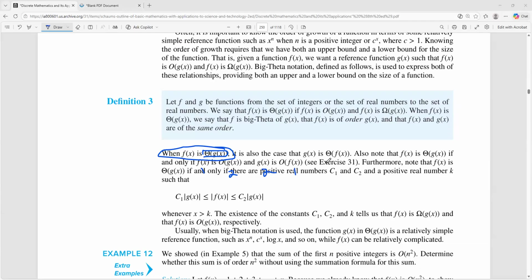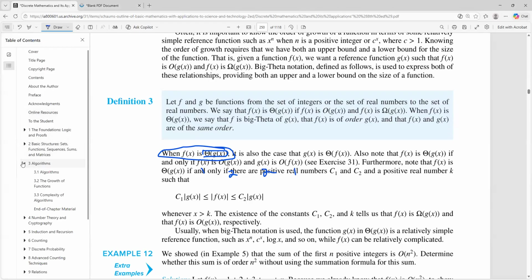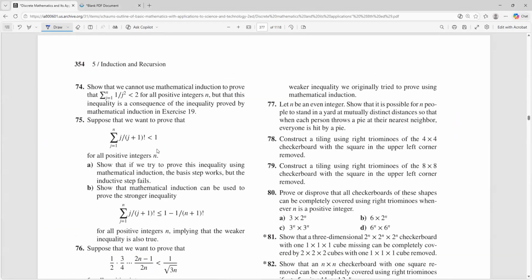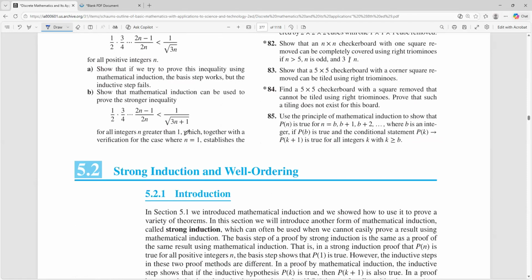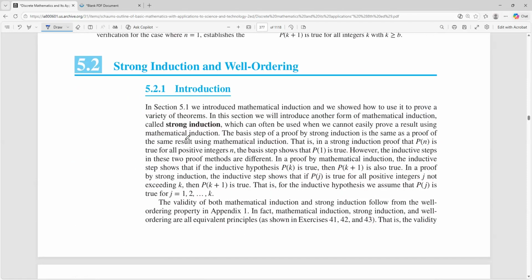Okay, so strong induction. Let me try this section for it. Induction, strong induction. So have you all heard of weak induction? So you just heard of induction. Okay, let me give a bit of background.